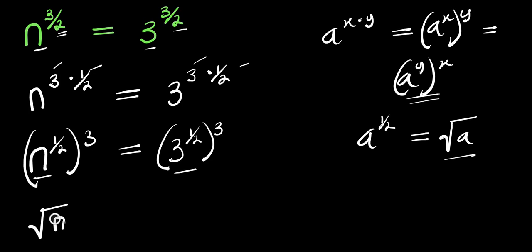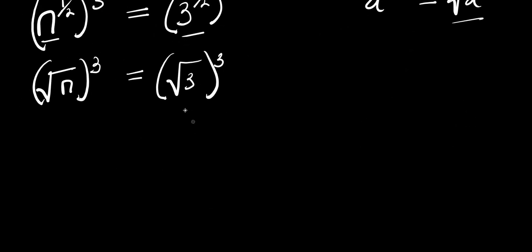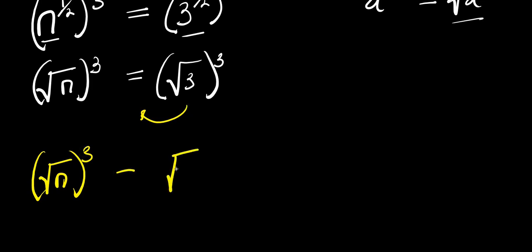And square root of n raised to the power of 3 equals square root of 3 raised to the power of 3. So from here, I move this over here. I have square root of n raised to the power of 3 minus square root of 3 raised to the power of 3, and this equals 0.